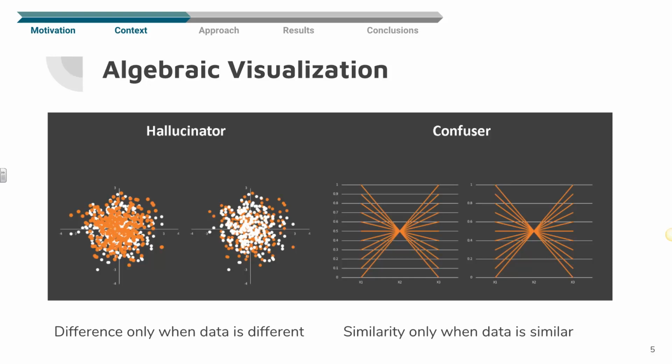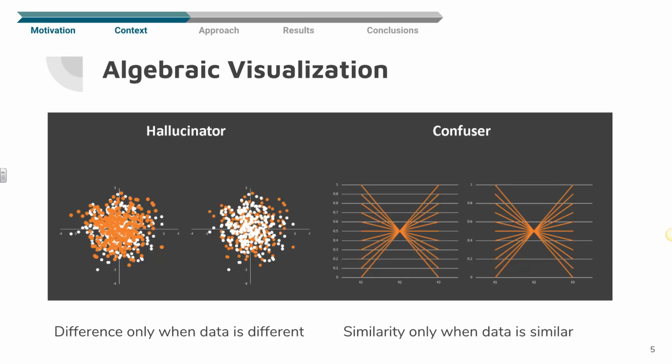with 2 principles. There should be a difference in a data visualization only when the data is different, and there should be similarities in visualizations only when the data is similar. So they give 2 examples of these issues. The hallucinator: we have 2 sets of data that are exactly the same, but the plotting order causes them to look very different. In the confuser, we have 2 visualizations that look exactly the same, but because there's no color encoding for the data series, you can't tell that they're actually very, very different.